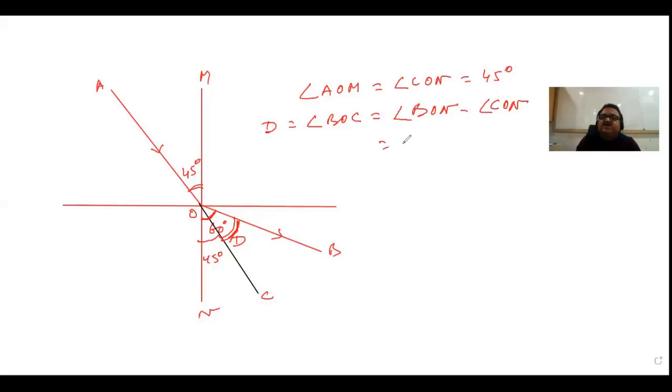And what is BON? It is nothing but 60 degree. And what is CON? It is nothing but 45 degree. So remaining is 15 degree. This is deviation. This is the technique of calculating deviation. Is this clear to you?